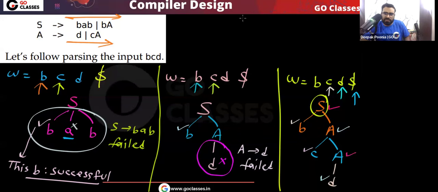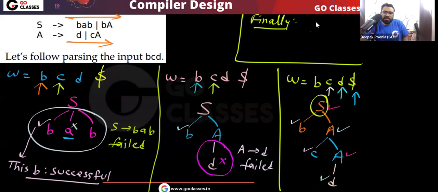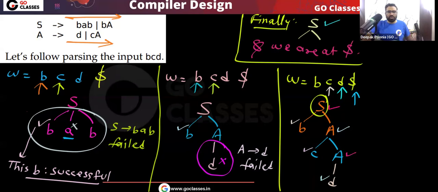So finally, what can I say? Finally, I can say that this starting S, from where everything started, is a success. And also remember, on the input we are at dollar. So I can say successful parsing.